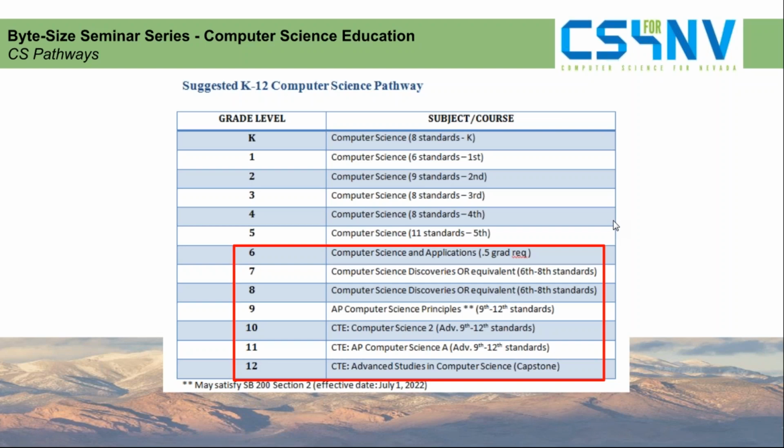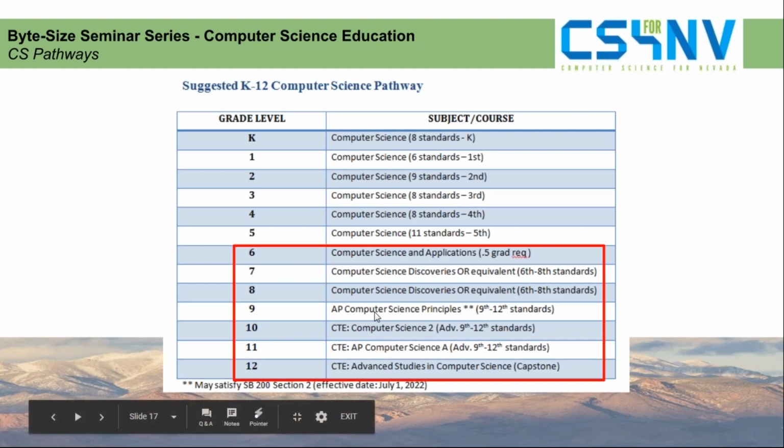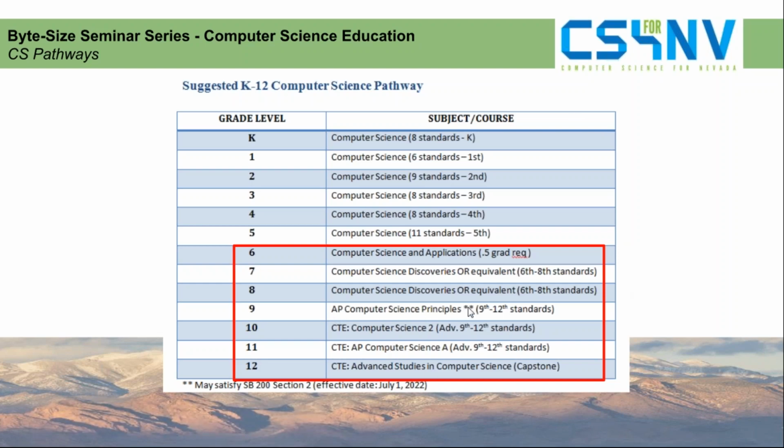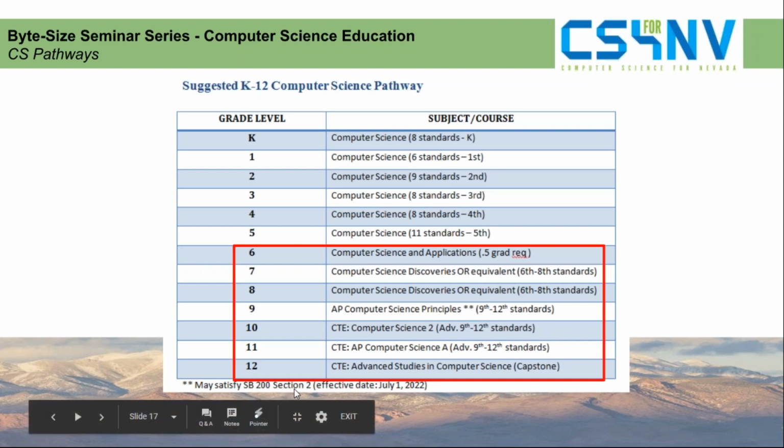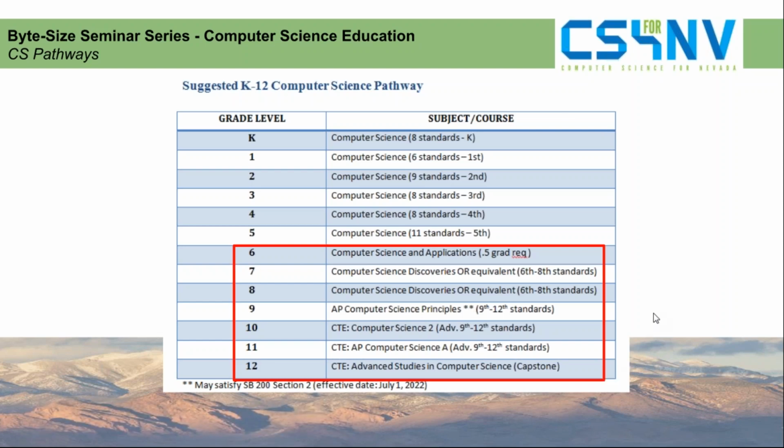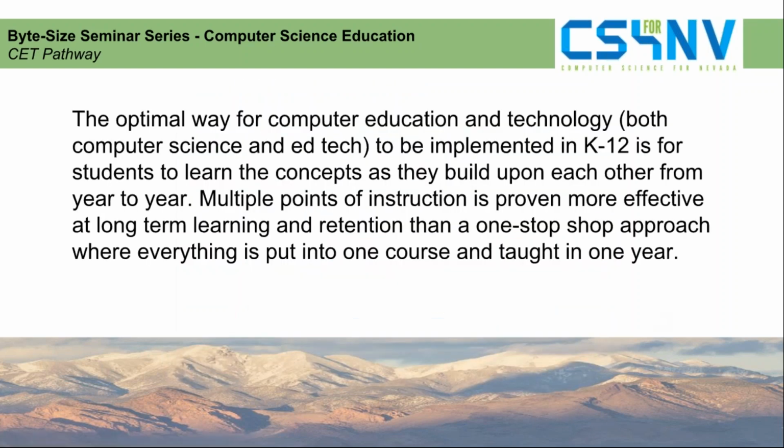Obviously, in your districts and your schools, you will have different resources available to you. So you have to speak to your district specifically about that. But this course right here, AP Computer Science Principles, being the for-all course, will also satisfy Section 2 of the bill that we talked about, the high schools having to offer a computer science course. All right. Any questions about that? No? All right.